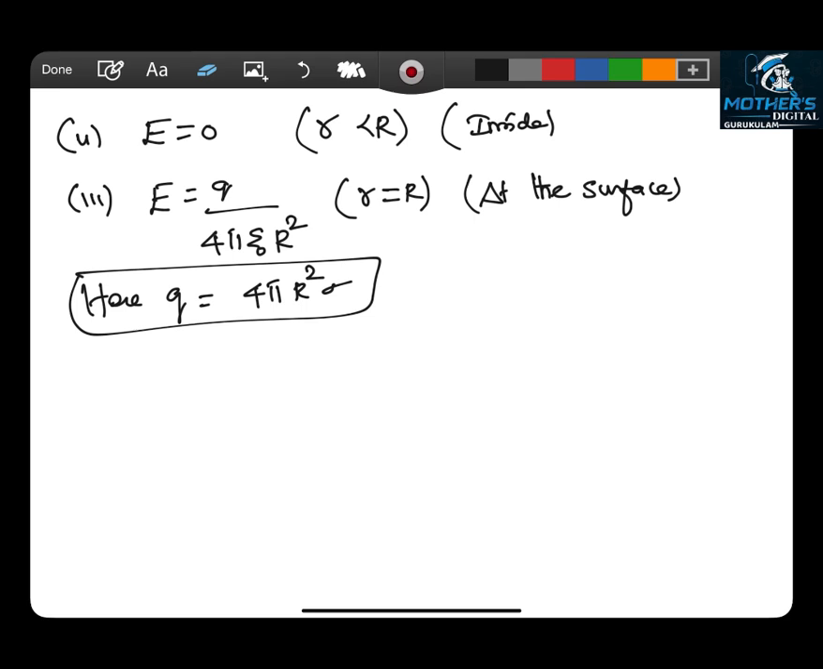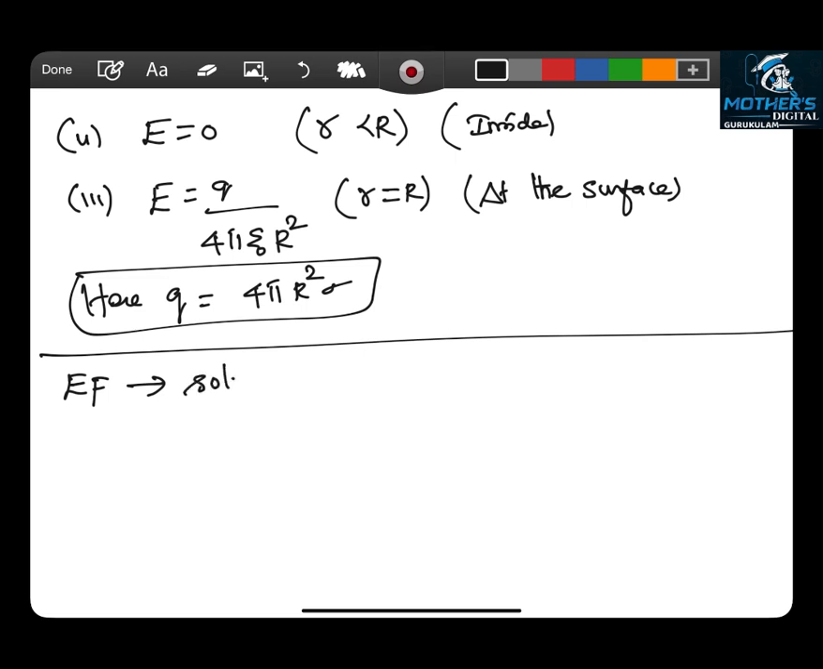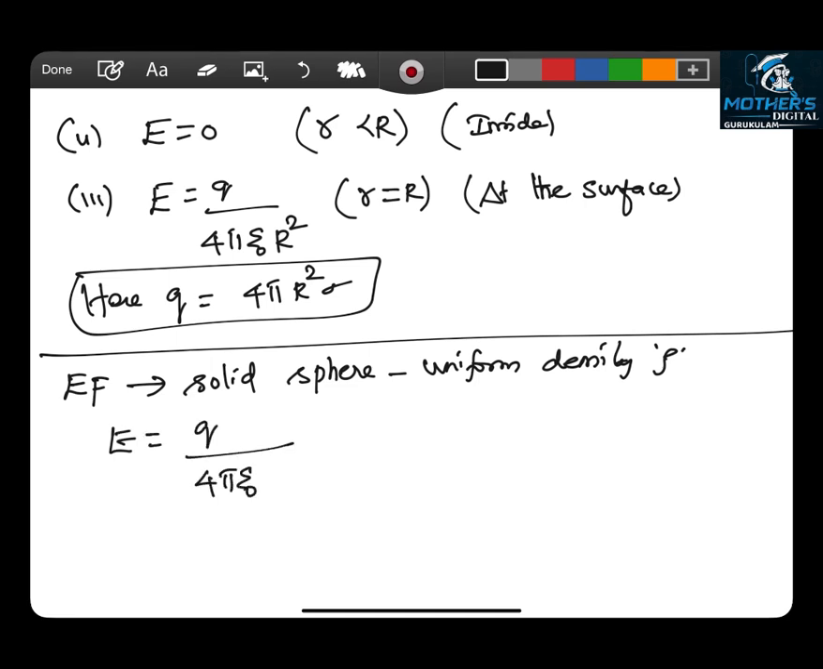Last, the same thing. If you consider a solid sphere, electric field for a solid sphere of uniform charge density rho can be written as electric field equal to the same way Q by 4 pi epsilon naught r square for r greater than R. This is actually outside the sphere. Electric field will be equal to Q r divided by 4 pi epsilon naught R cube.